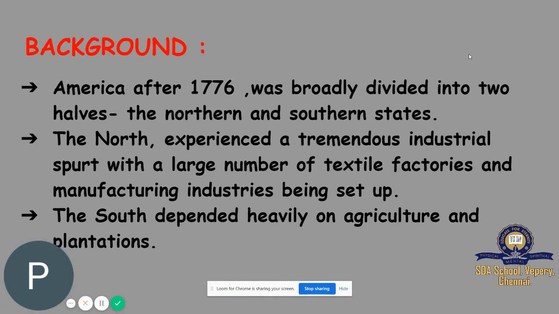The North experienced tremendous industrial growth, with a large number of textile factories and manufacturing industries being set up. So, imagine the North as a city. The South depended heavily on agriculture and plantations. So, imagine the South as a village.